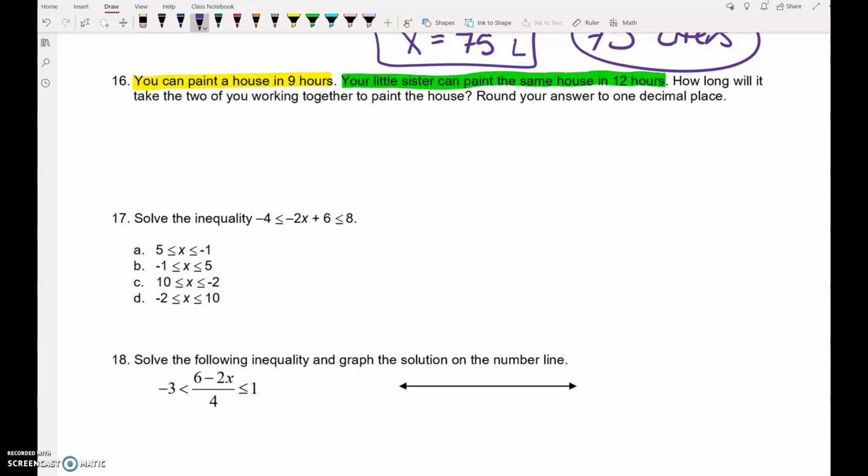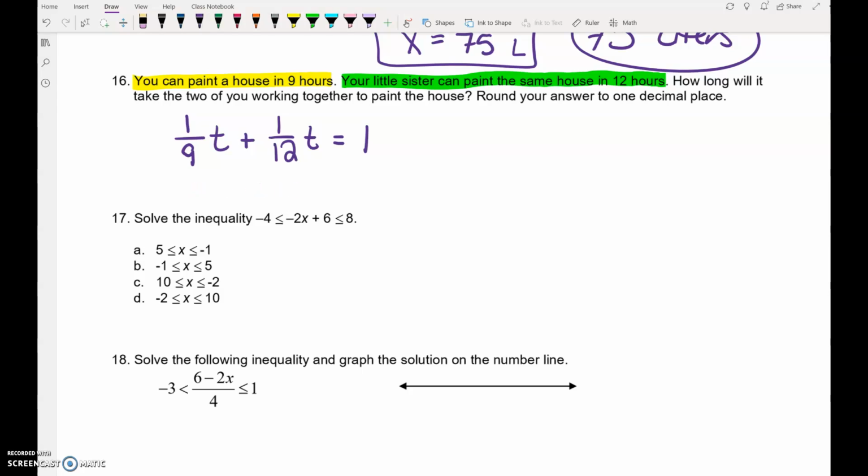So if you can paint the house in 9 hours, that means in 1 hour, you are painting 1/9 of the house. So basically it's 1 house per 9 hours. That's your rate. So 1/9 T plus your little sister, it would be 1/12 T, and you want this to add up to 1. So your rate times time plus your sister's rate times time equals 1 complete job.